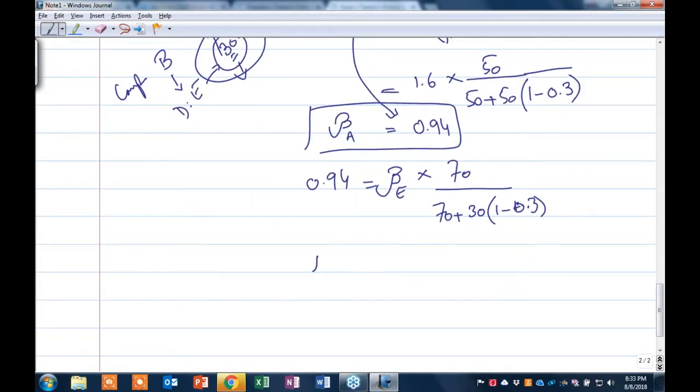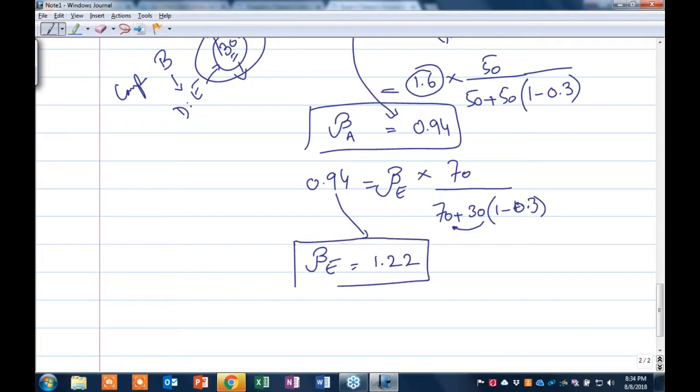So can I have the answer of this equity beta? Now this will be more than 0.94 because we are incorporating the financial risk, but less than 1.6 because we have a lower financial risk than company A. So our equity beta will be less than 1.6 and more than 0.94. So all you have to do is this will give us 30 into 0.7, 21, 21 plus 70, 91. Just multiply 91 with 0.94 and divide it by 70 and 1.22. So this is our equity beta.